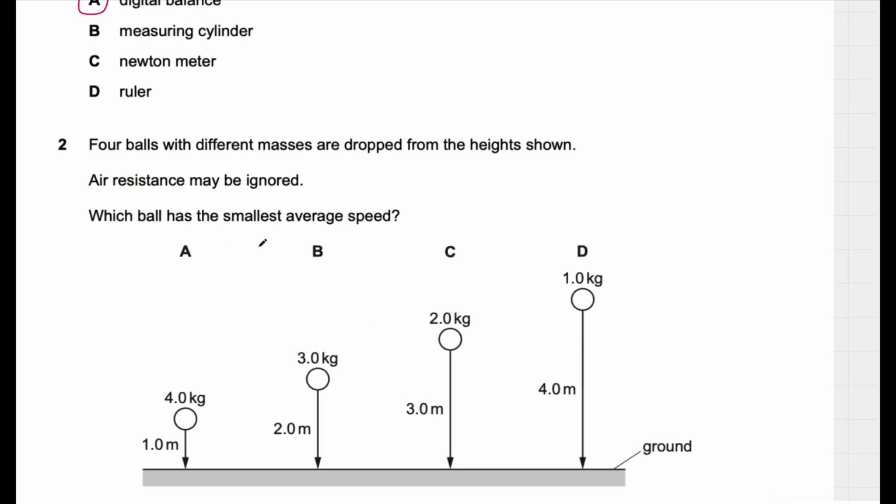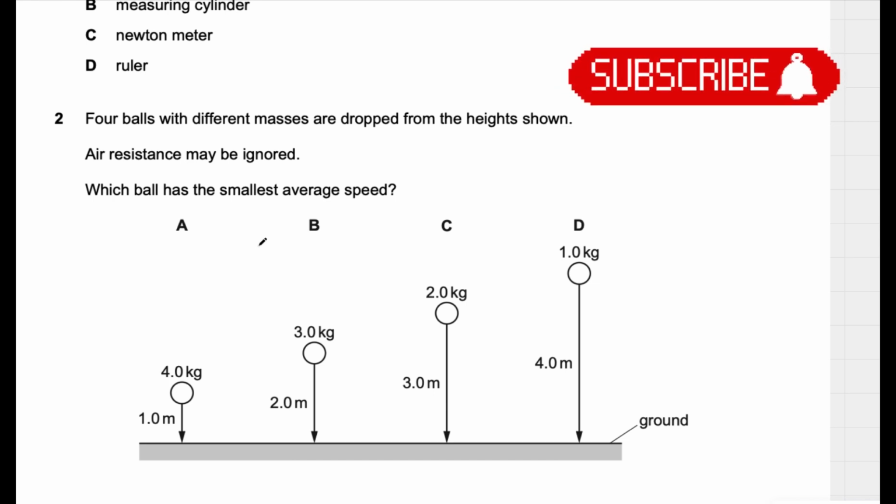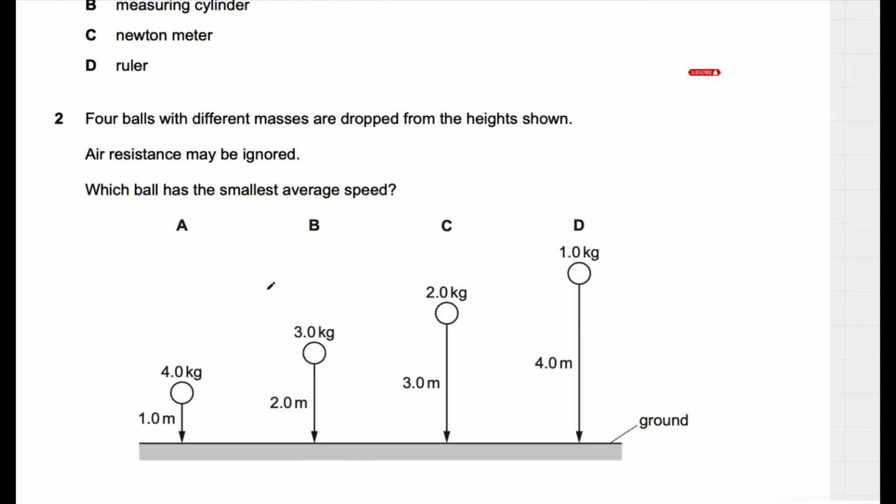We go to the second question. Four balls with different masses are dropped from the height shown. Air resistance may be ignored. Which ball has the smallest average speed? Kinetic energy has something to do with speed, right? Kinetic energy equals half mv squared.